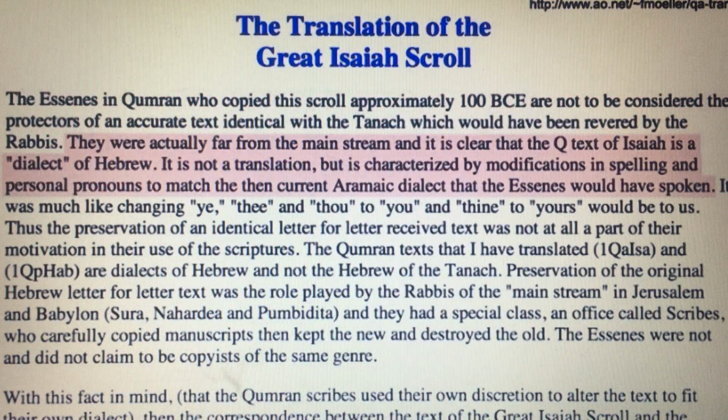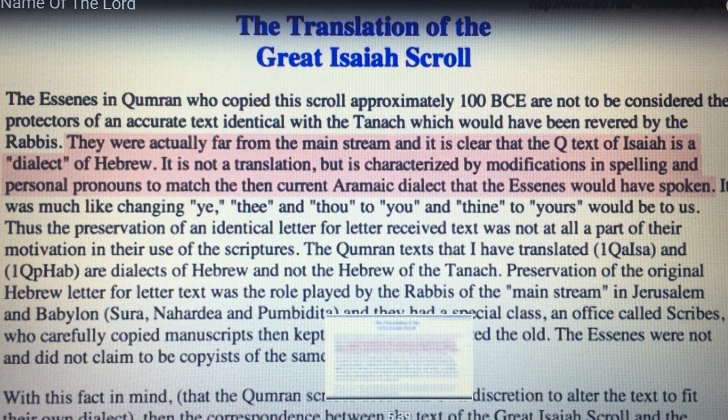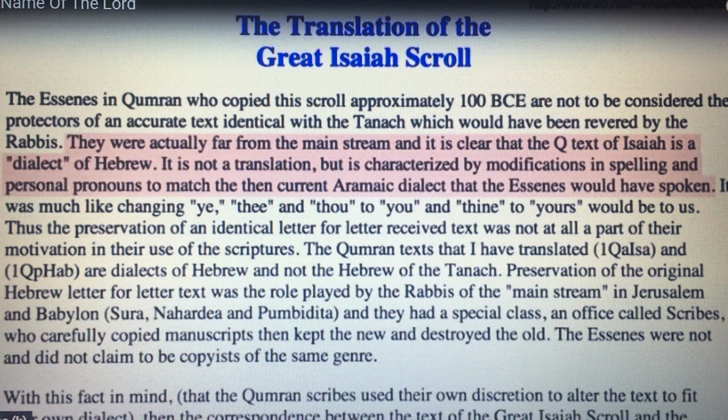They were actually far from the mainstream, and it is clear that the Q text, the Qumran text of Isaiah, watch this, is a dialect of Hebrew. It is not a translation. Woo! Do you hear that? It is a dialect of Hebrew. It is not a translation. And this is from that Isaiah Dead Sea Scroll. Let's go back, man. Is a dialect of Hebrew.